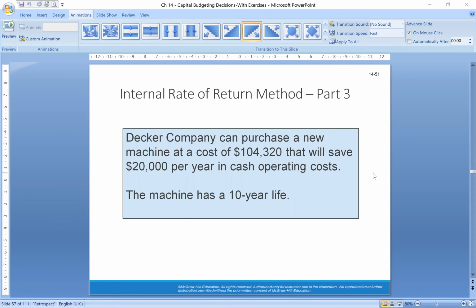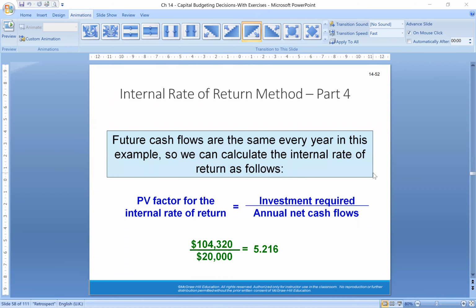Suppose that we have this example. Dicker Company can purchase a new machine at a cost of 104,320 that will save 20,000 per year in cash operating costs. The machine has a 10-year life. So the internal rate of return can be calculated from the tables. Look, future cash flows are the same every year. And in this example, we can calculate the internal rate of return as follows. The present value factor of the internal rate of return equals the investment required divided by the annual net cash flows. So 104,320 divided by 20,000. This equals a number.